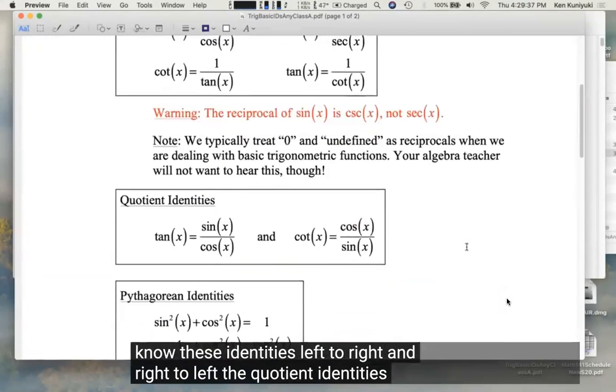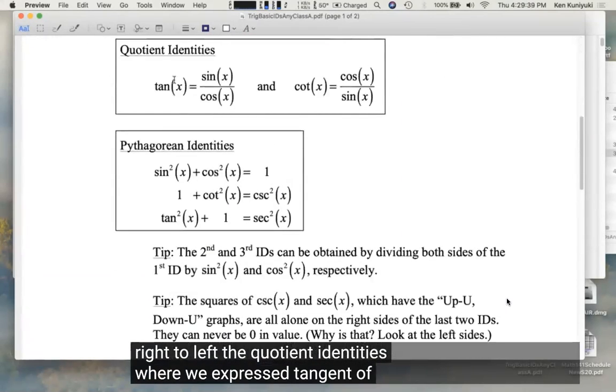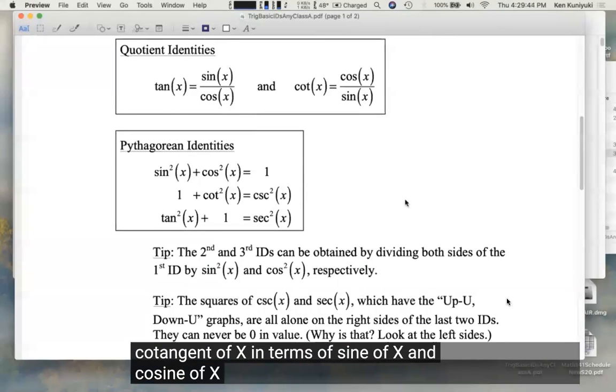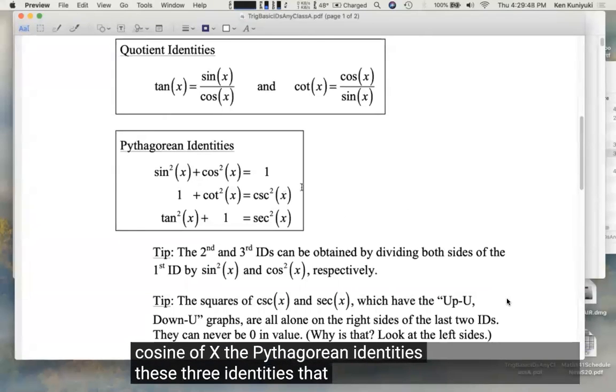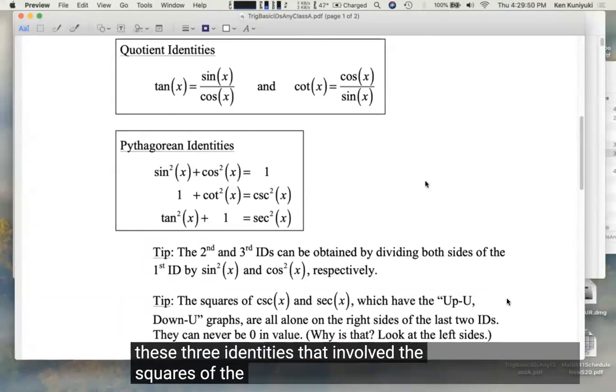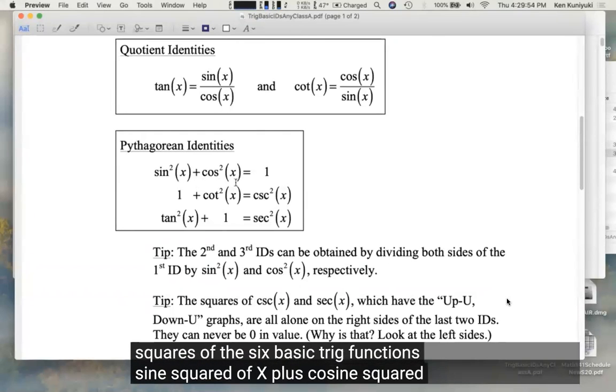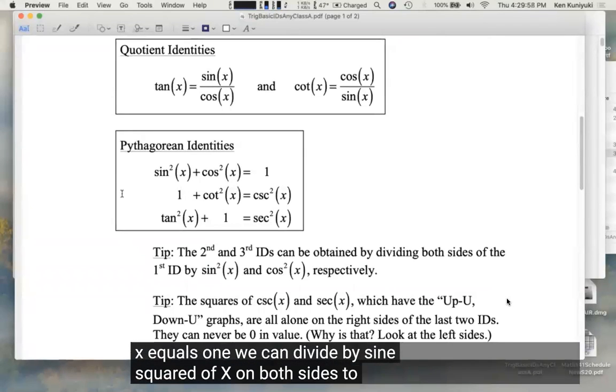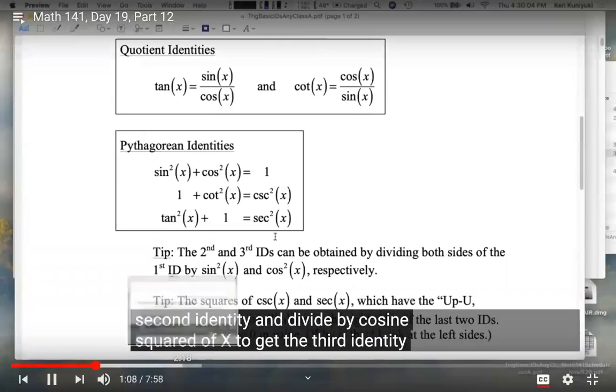The quotient identities, where we expressed tangent of x and cotangent of x in terms of sine of x and cosine of x. The Pythagorean identities, these three identities that involved the squares of the 6 basic trig functions. Sine squared of x plus cosine squared of x equals 1. We can divide by sine squared of x on both sides to get the second identity, and divide by cosine squared of x to get the third identity.